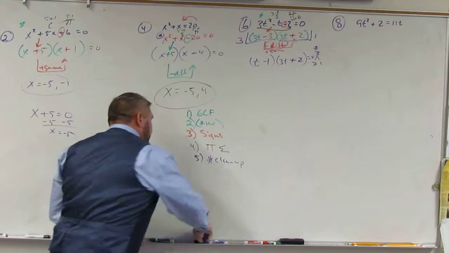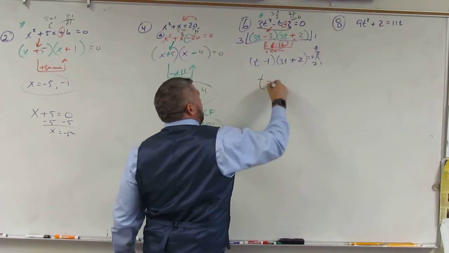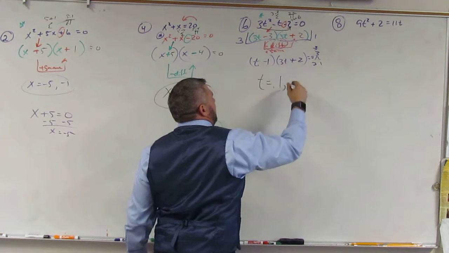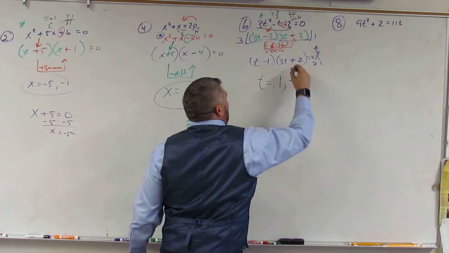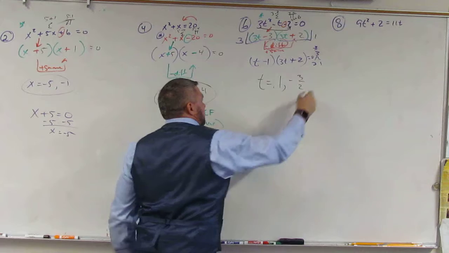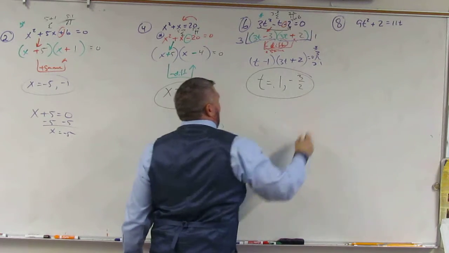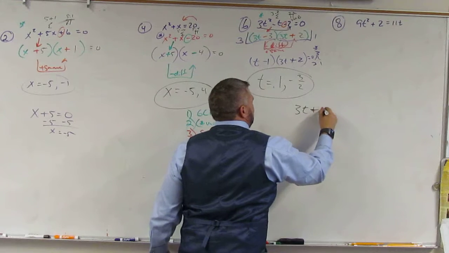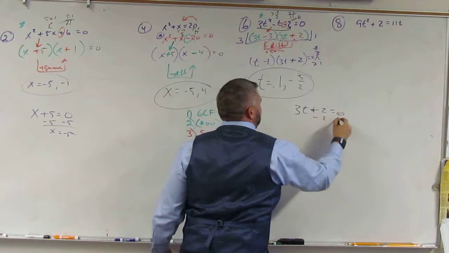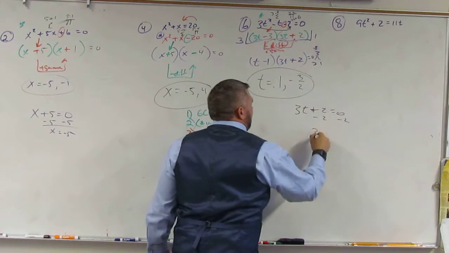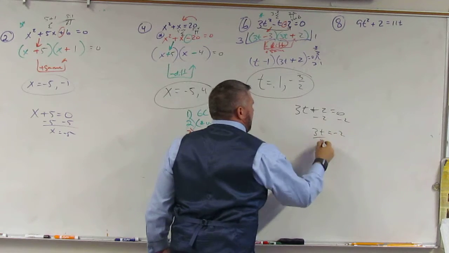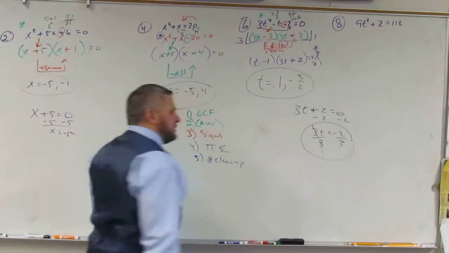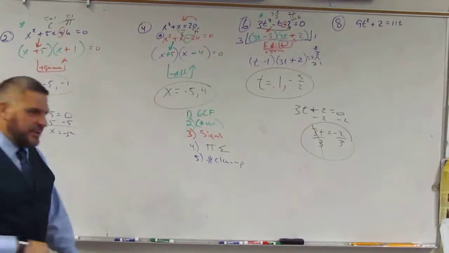And you solve. T is equal to plus 1 and minus 2 over 3. Now, how did I get 2 over 3? I had 3t plus 2 equals 0. I subtracted 2, right? 3t equals negative 2, divide by 3, divide by 3. I get t is equal to negative 2 over 3.